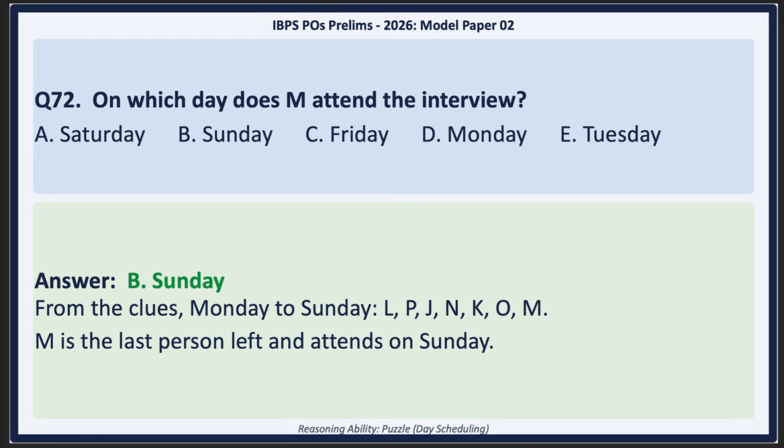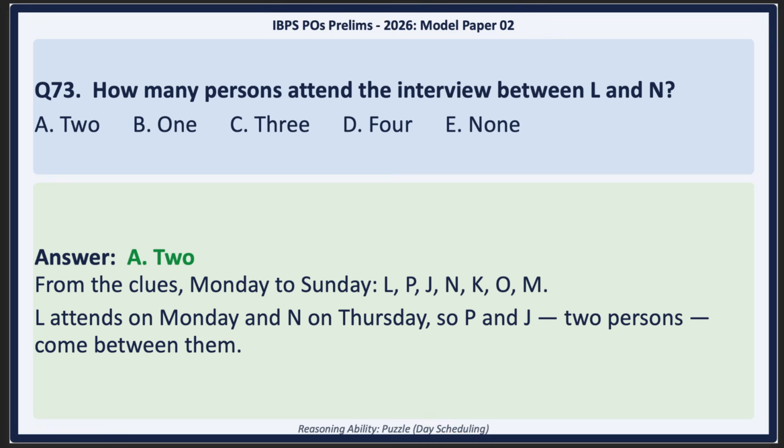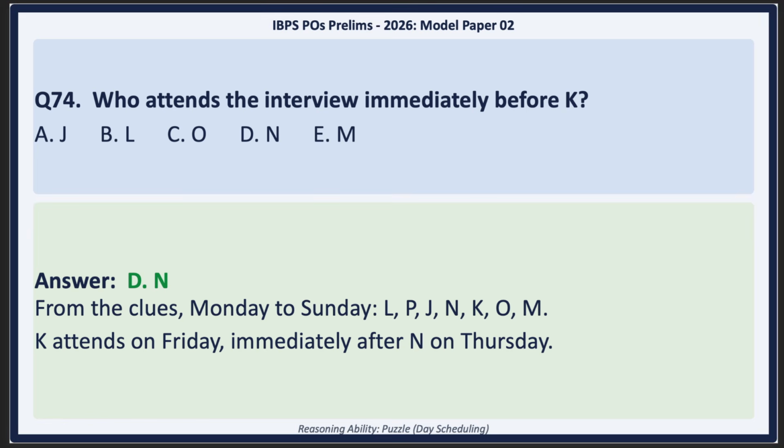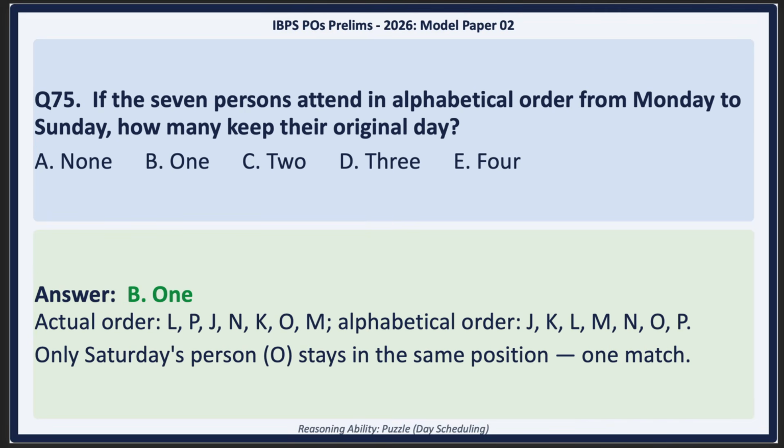That's M. Question 73 asks how many people are between L on Monday and N on Thursday? That's 2 people, P and J. And question 74 asks, who's the person immediately before Friday's interview? Which would be N, since K is on Friday. But let's pause here, because the final question in this set, question 75, is really fascinating. Oh, the meta question. Yes.